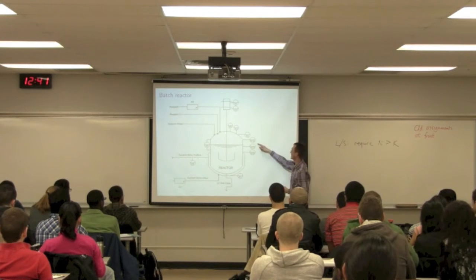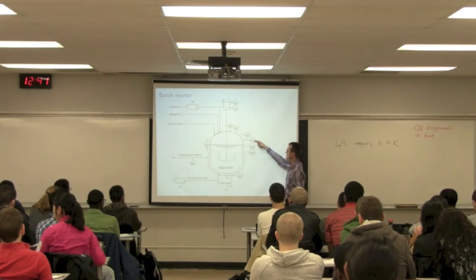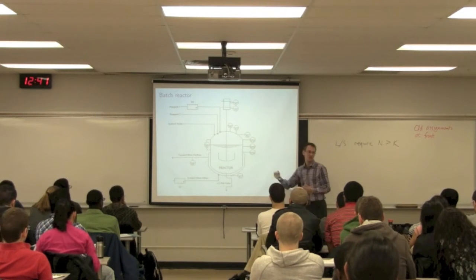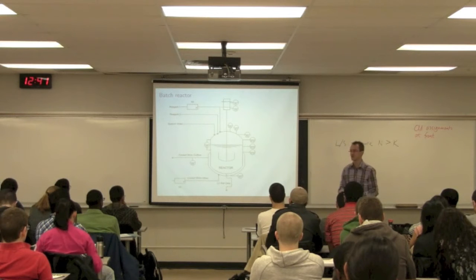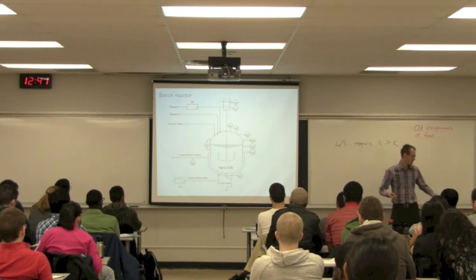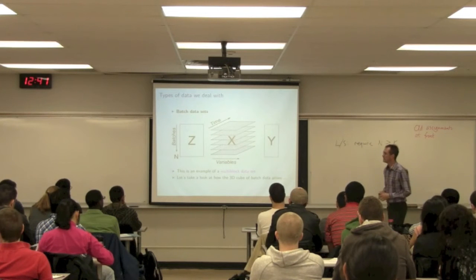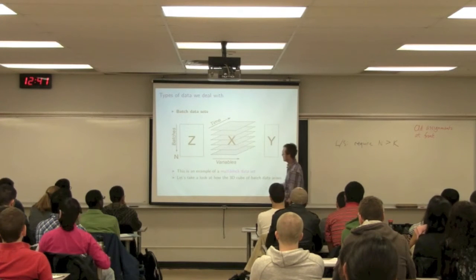So X12 is temperature. I'll acquire a temperature trajectory for batch one. I'll get another temperature trajectory for batch two, a third trajectory for batch three, and so forth. And then I'll get my final quality information afterwards. So by the end of it, I've actually assembled a pretty big data set. Let's take a look at it.